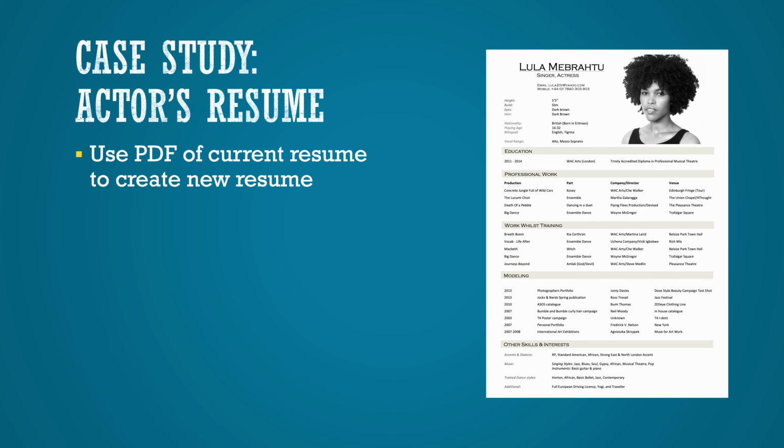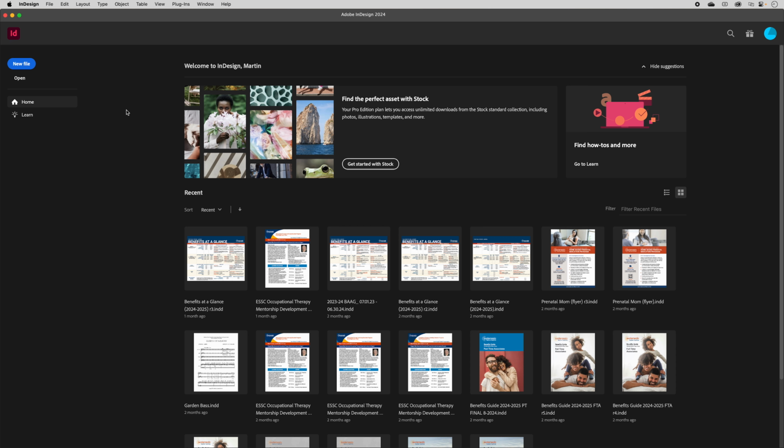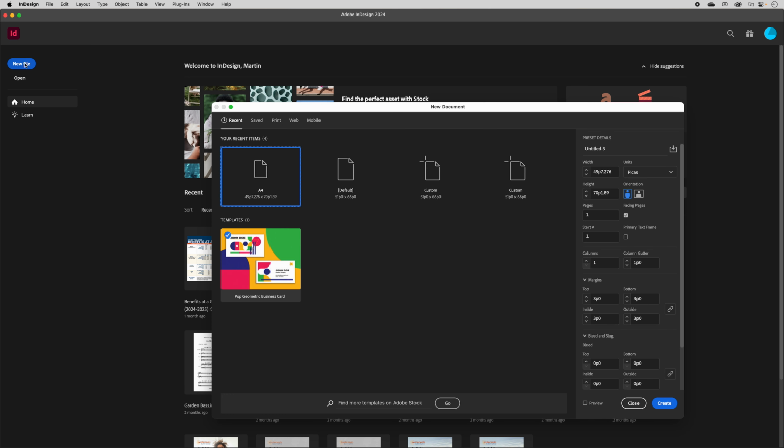We're going to take this PDF and update it with a new image. We'll also convert the provided image to black and white. So with InDesign open, I'll press the blue button here for a new file.